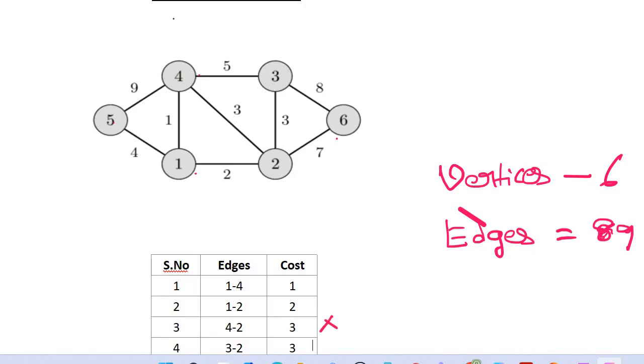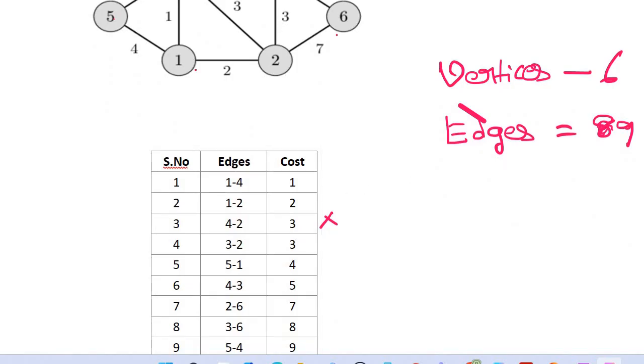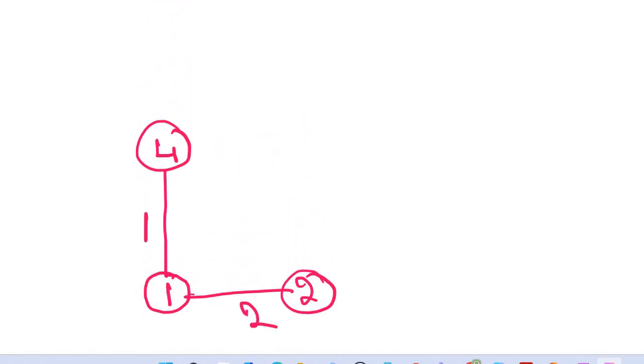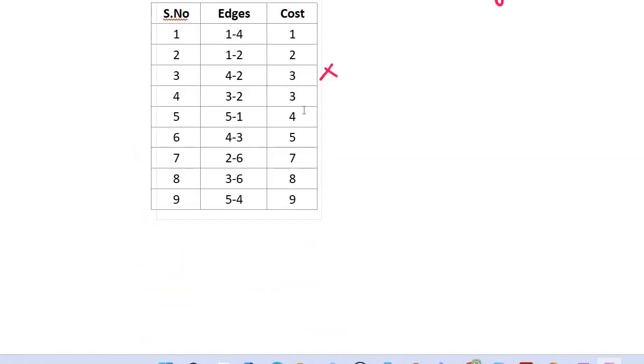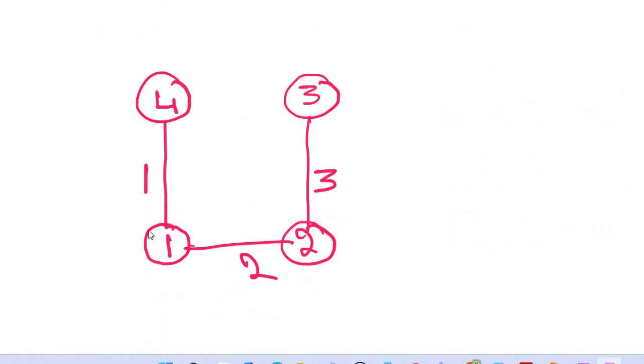And go to the fourth one. What is the fourth edge? 3 to 2. The weight is 3. So 3 to 2. Draw here. What is the cost associated with it? 3. And now, go to the fifth edge, 5 to 1. If I draw 5 to 1, is there any cycle? No. So I can consider it.